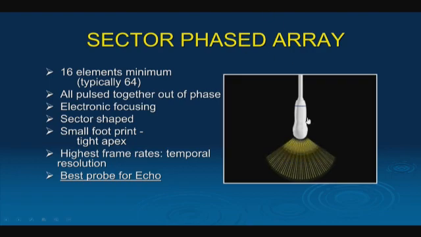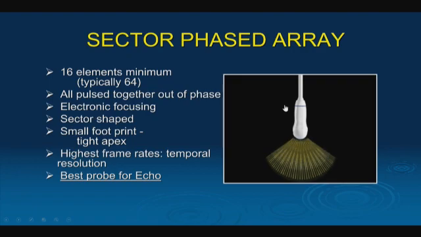So the sector phased array transducer was primarily designed as a cardiac transducer. It has multiple elements within it. Typically there's about 64, but there could be more or less. And the key thing is that in these transducers, all of those elements are pulsed together but just slightly out of phase, which allows for the beam to be swept side to side and create a sector format.